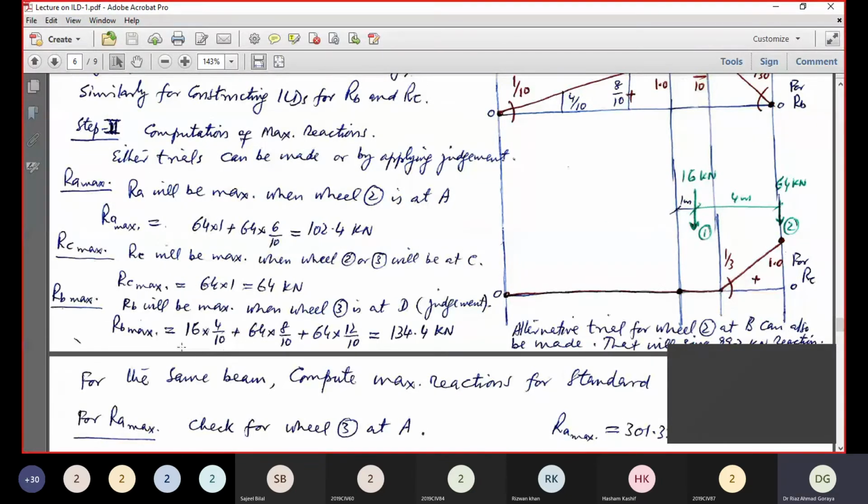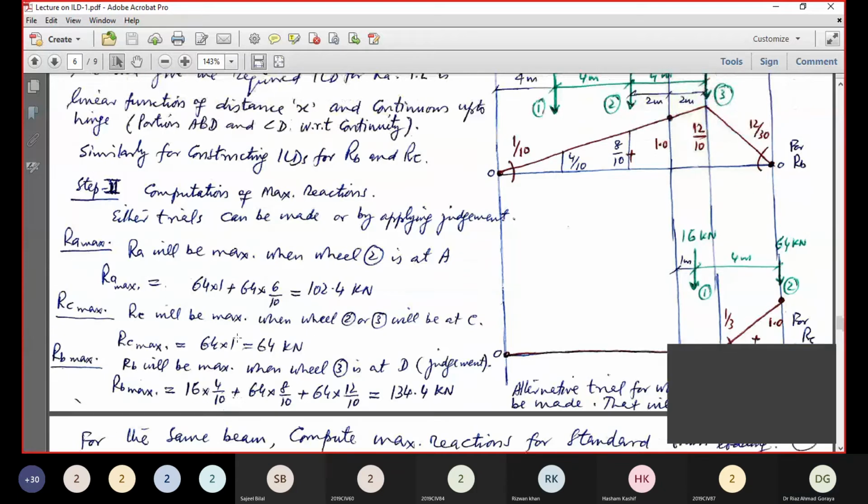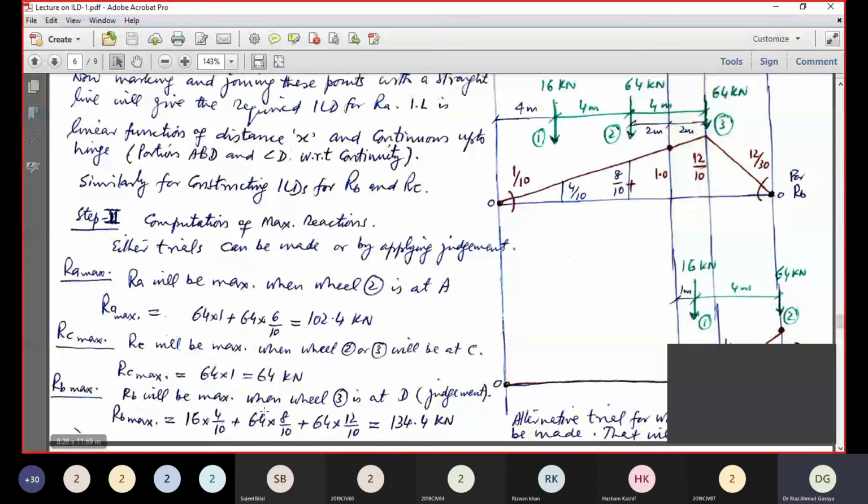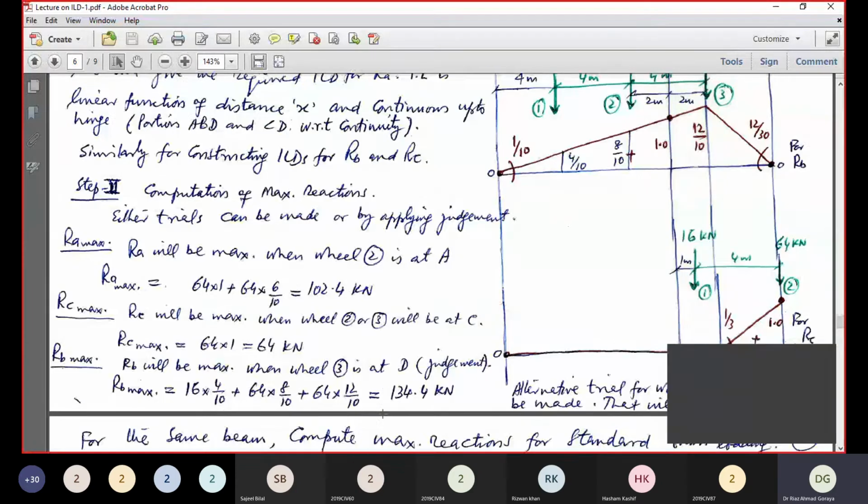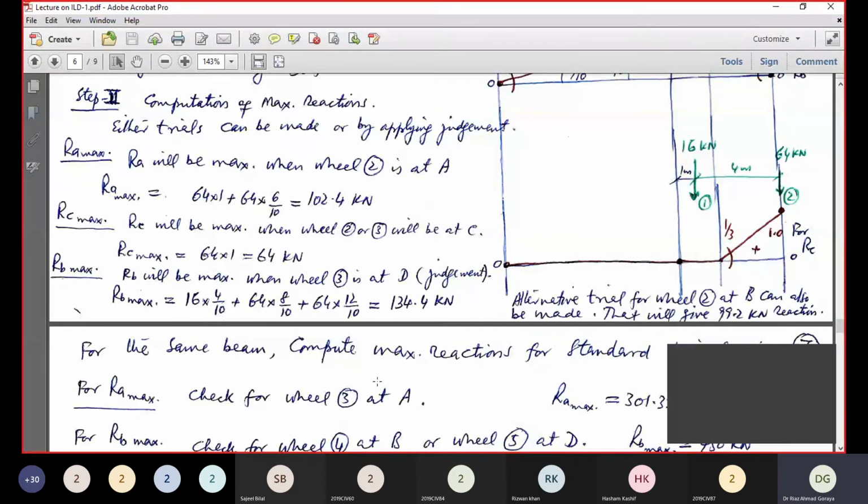This will give us RB max 16 into 4 by 10 plus 64 into 8 by 10 plus 64 into 12 by 10, that is 134.4 kilonewton. Alternatively, trial for wheel 2 at B can also be made. That will give us 99.2 kilonewton reaction. This is much less than 134.4 kilonewton.